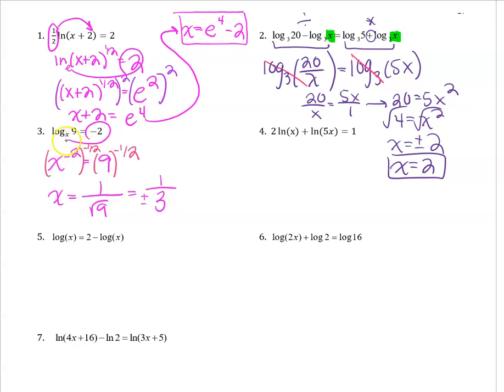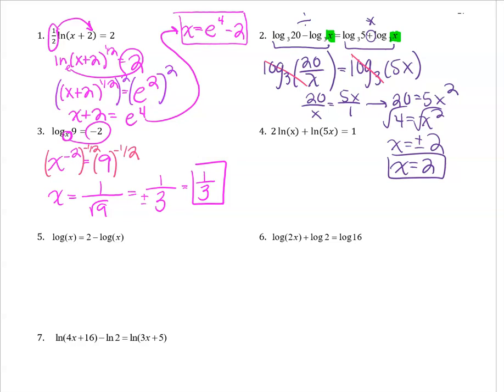Now, the base, just like the argument, can't be negative. Just trying to be clear there, guys. Yes, technically, algebraically speaking, you're getting 2 solutions, but in a log, the base can't be negative. So you'll reject the negative and accept only the positive solution of 1/3.